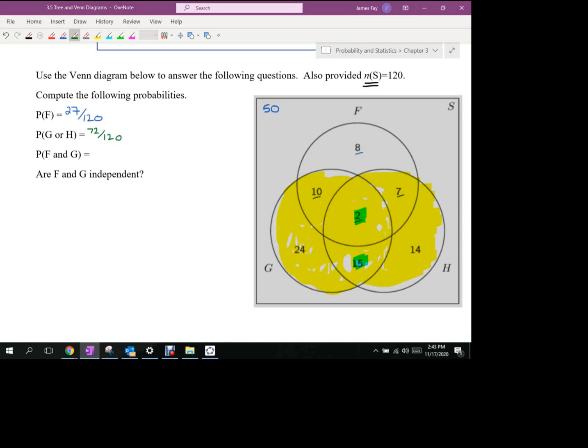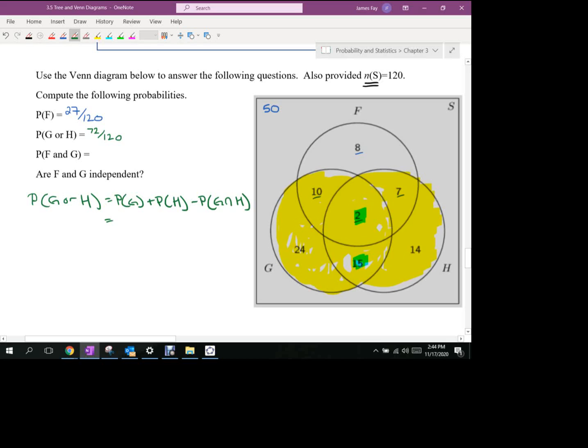Is that something we can do? Which obviously I think visually is a little bit easier than if you remember the formula for G or H. That formula is probability of G plus probability of H minus the probability of G and H. Okay, so that can be figured out or found by taking all of G.